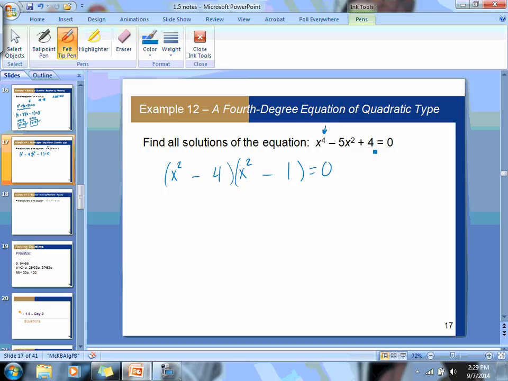Now actually both of these factors in these parentheses can be broken down, because these are both a difference of 2 squares. So this will be an x plus 2 and an x minus 2, and this will be an x plus 1 and an x minus 1.